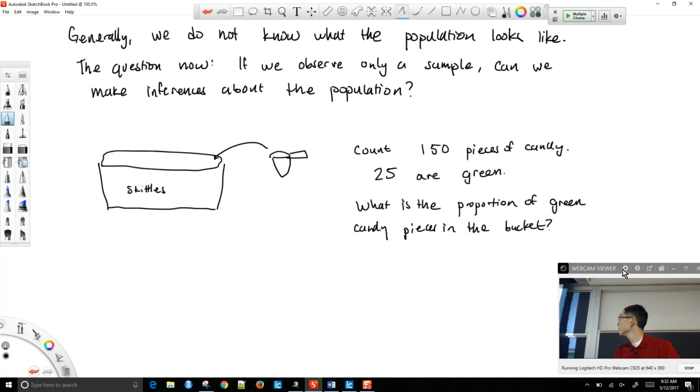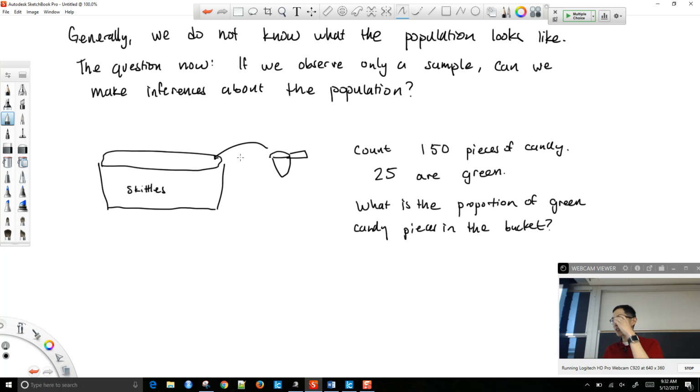Okay, that's what we want to know. So this time we don't know what the population looks like. Instead, we are looking at just a sample. Based on the sample, can we make conclusions about the population? And this can be generalized to anything, right?